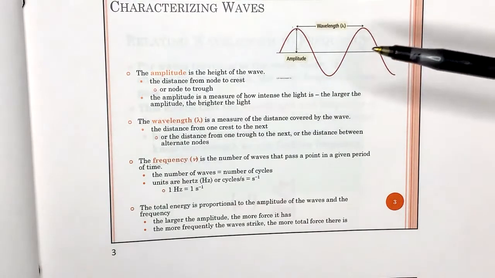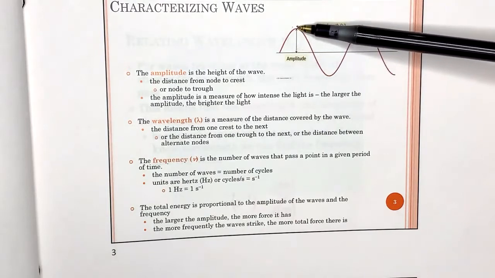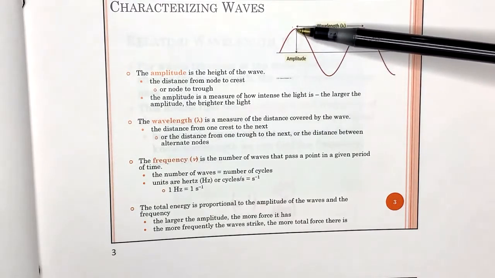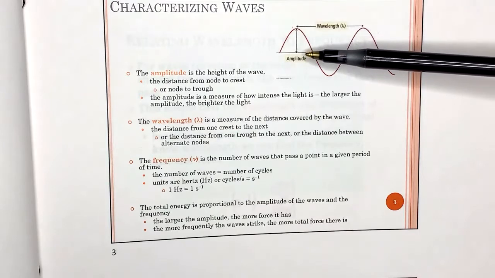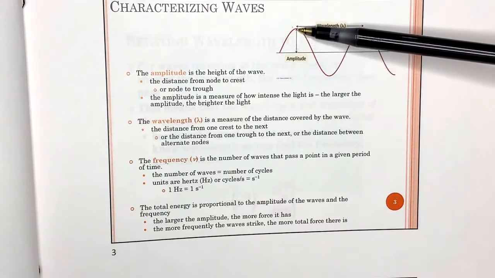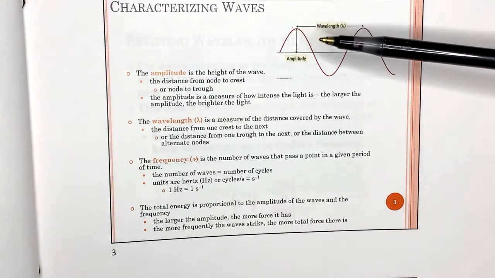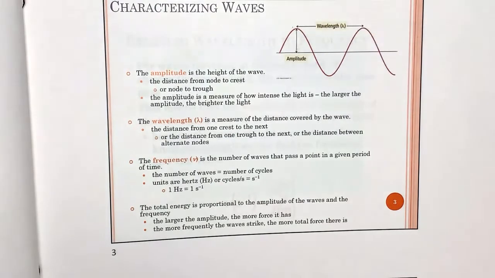All right, now the amplitude is how high, how tall the wave is from the middle, okay? So it's from the bottom here all the way to the top. That's how big the amplitude will be. It's how high it is. Now, the more intense the light, the brighter the light is, right? If you have a really bright light, the amplitude is going to be bigger, okay?